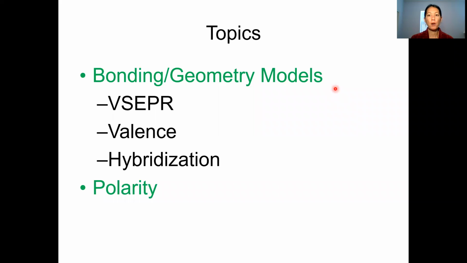So the first part of this video is going to cover bonding and geometry models. There are 3 types: VSEPR, valence shell electron pair repulsion theory, valence bond theory, and hybrid orbital theory. And then we're going to talk about polarity. In this part of the video, we're just going to talk about the VSEPR theory.